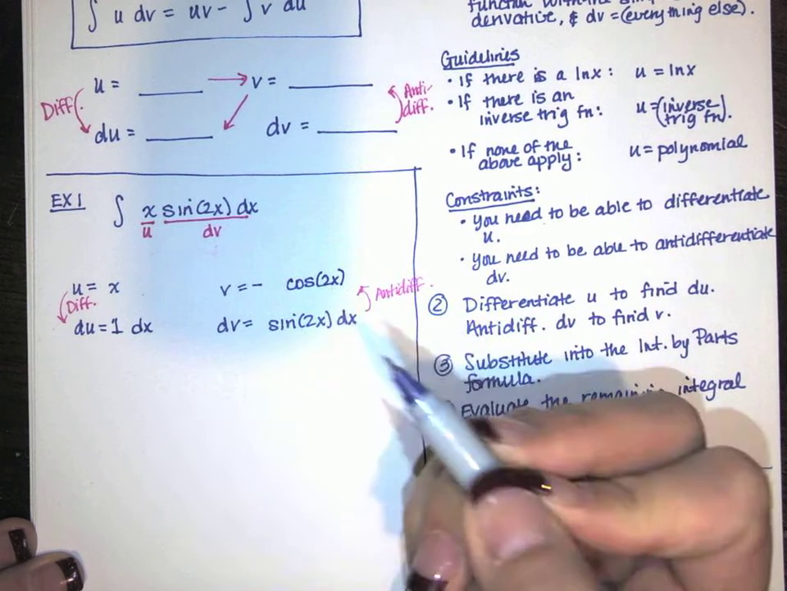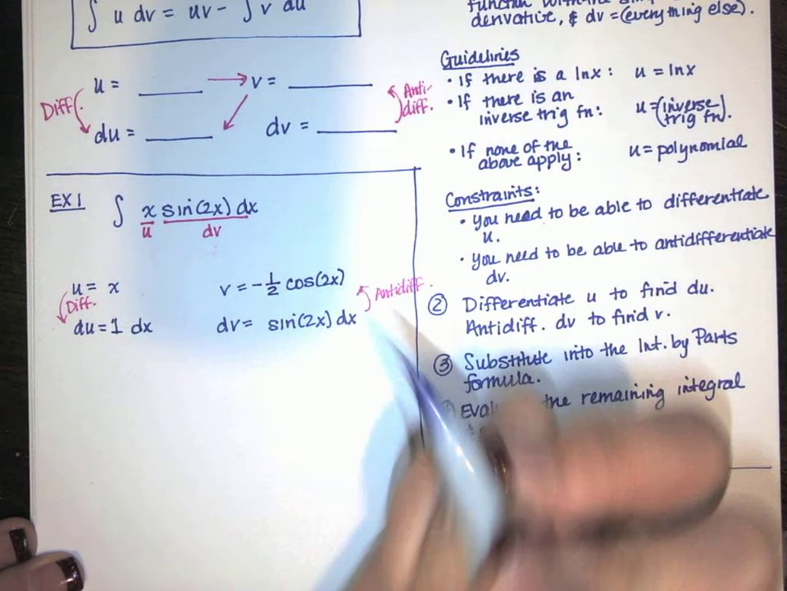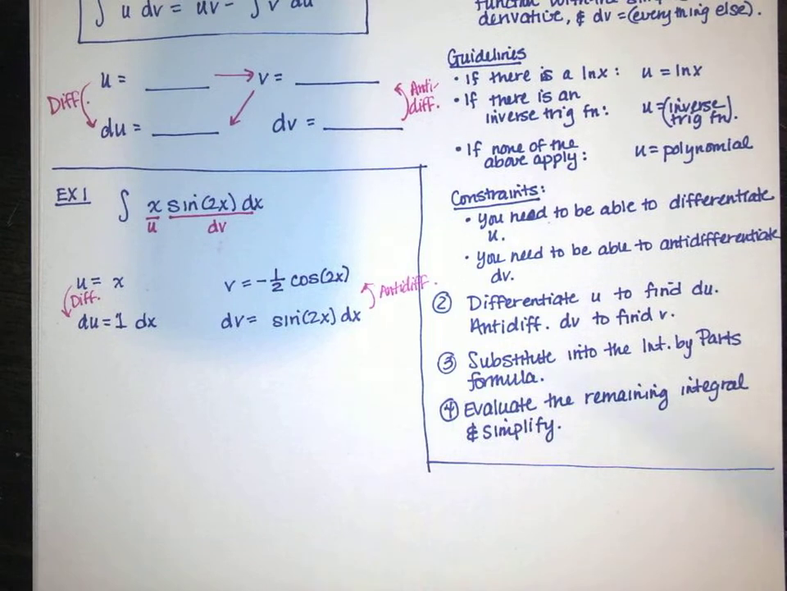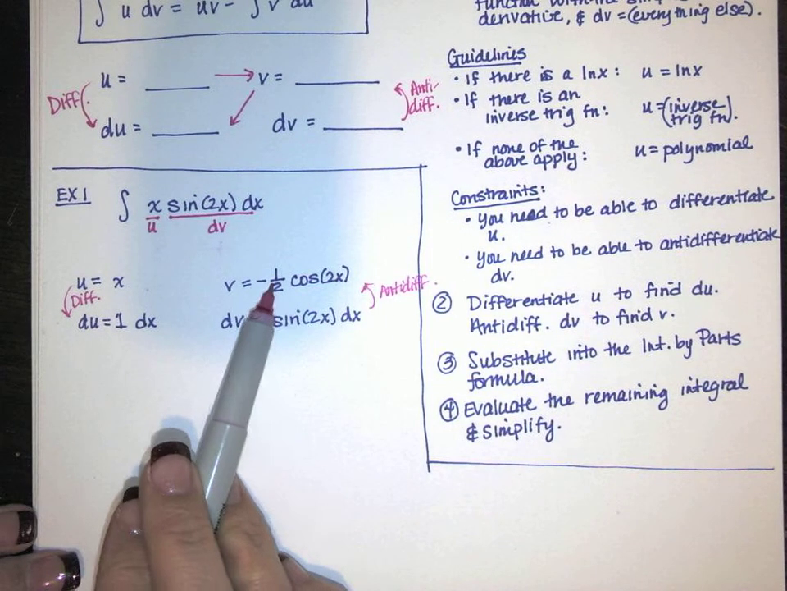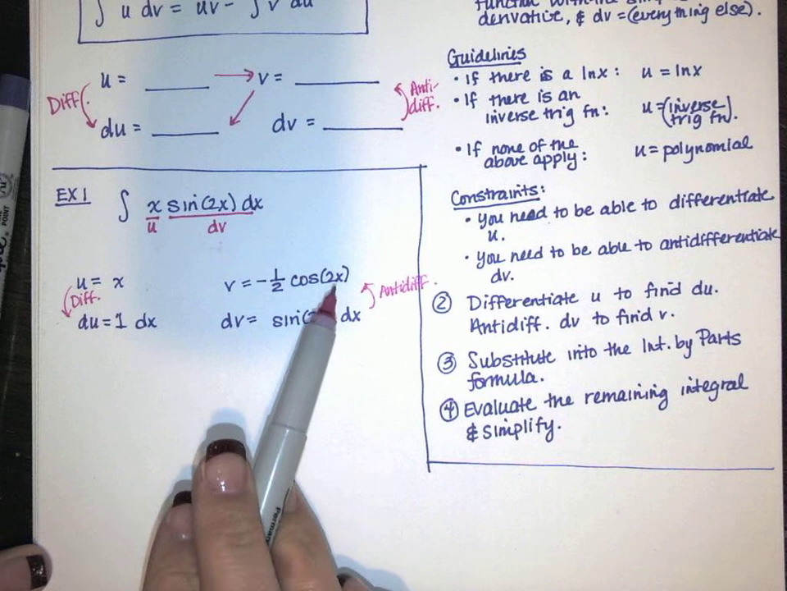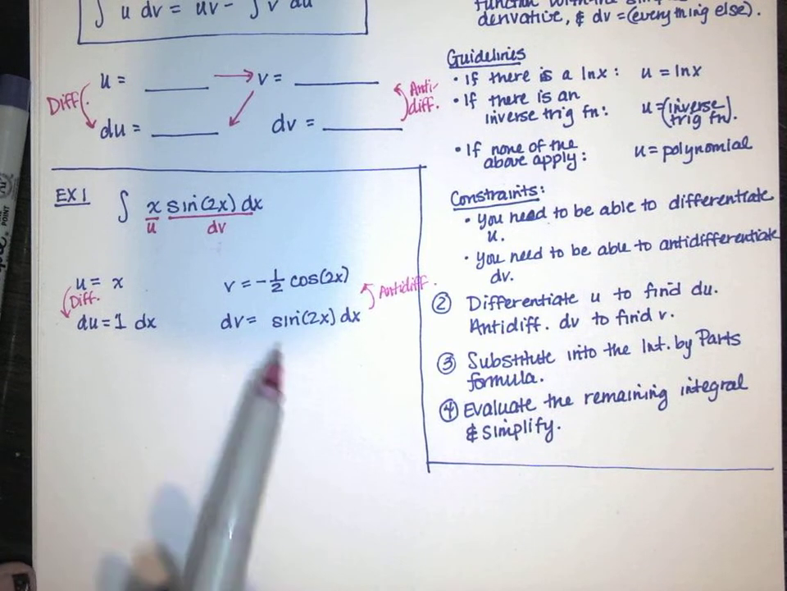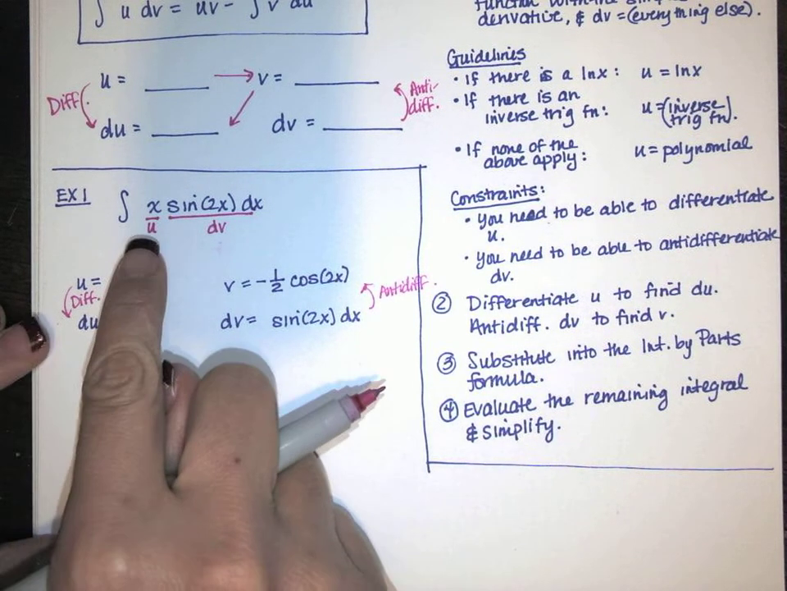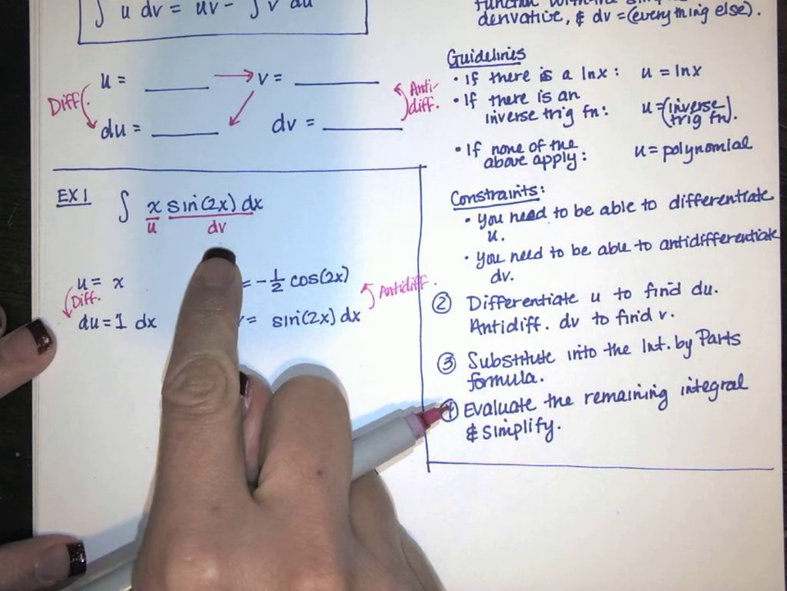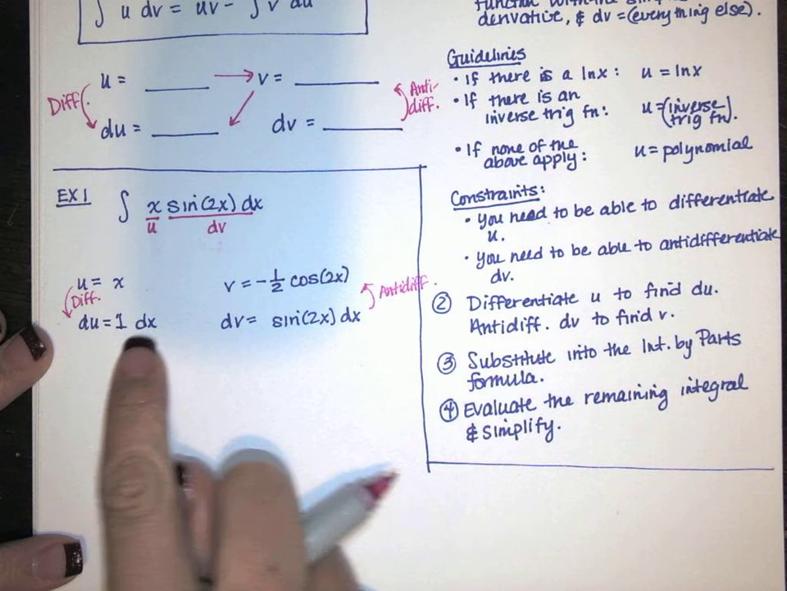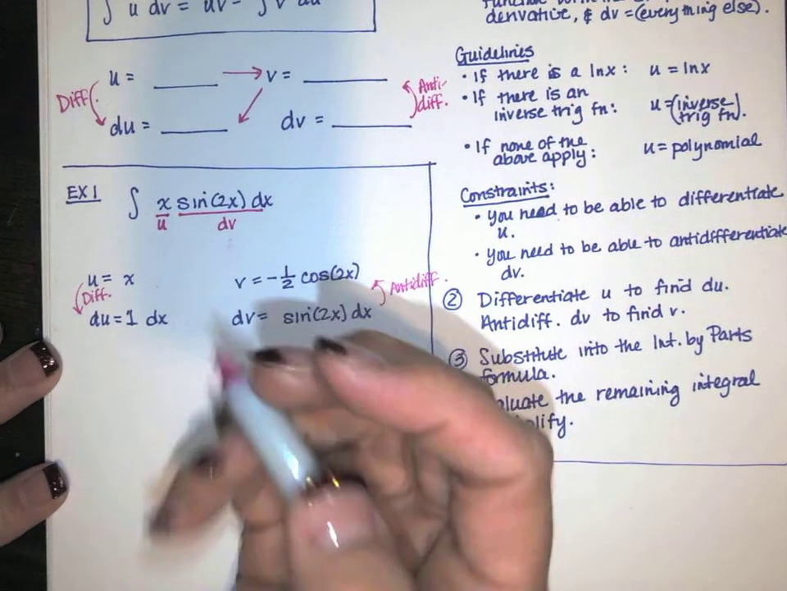Since I've got a kx inside, I have to divide by the k when I take the antiderivative. And you should check. Derivative of negative cosine is a negative sign, so it's going to make a positive sign. And the 2 times the 1/2 is going to give you the 1 out front. So that works. So we've identified u and dv. We write down our table.